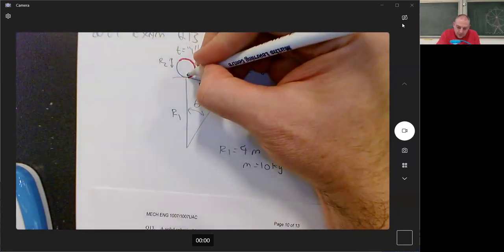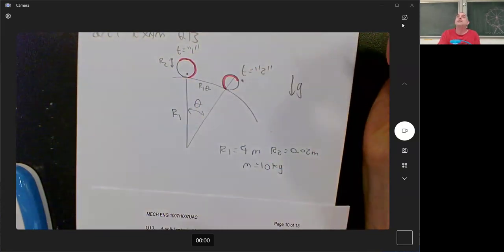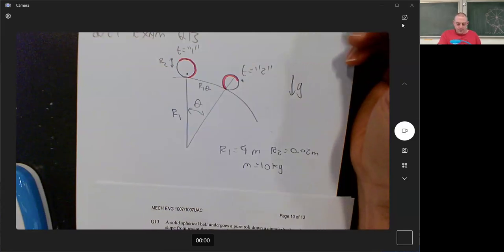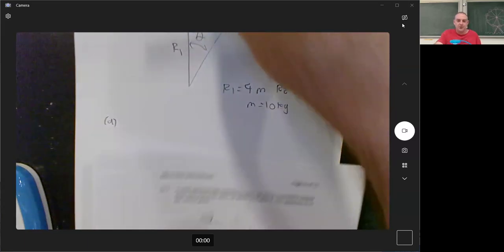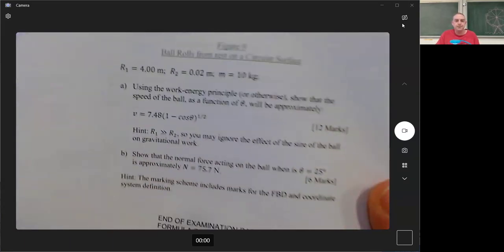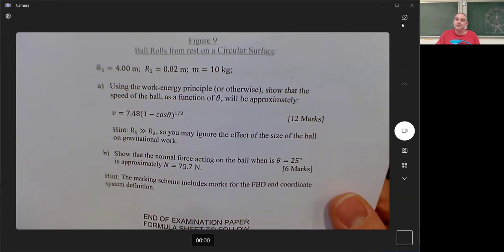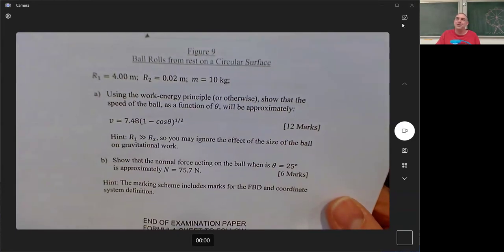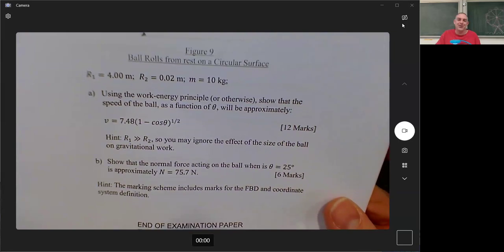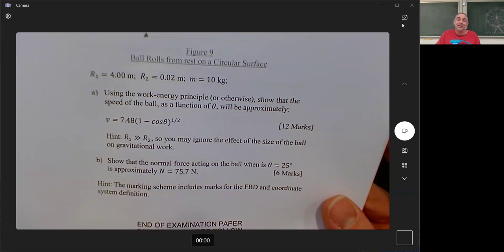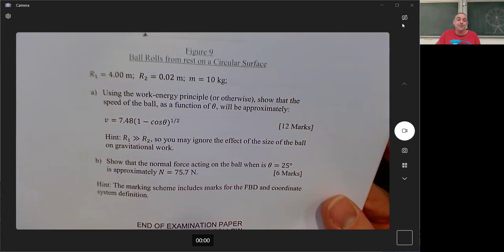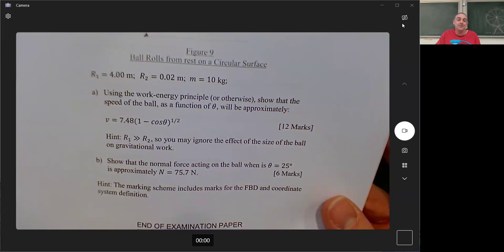So that this point here ends up at that point there. Just making sure I've got that going. Okay. So part A says, using the work energy principle, or otherwise, they don't usually mean "or otherwise", show that the speed of the ball as a function of theta will be approximately that formula.